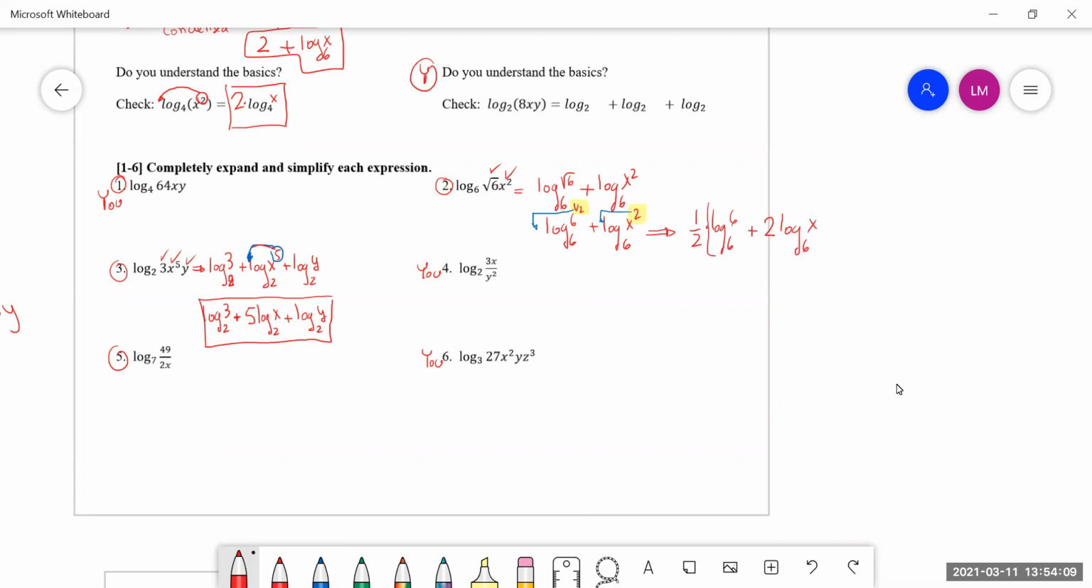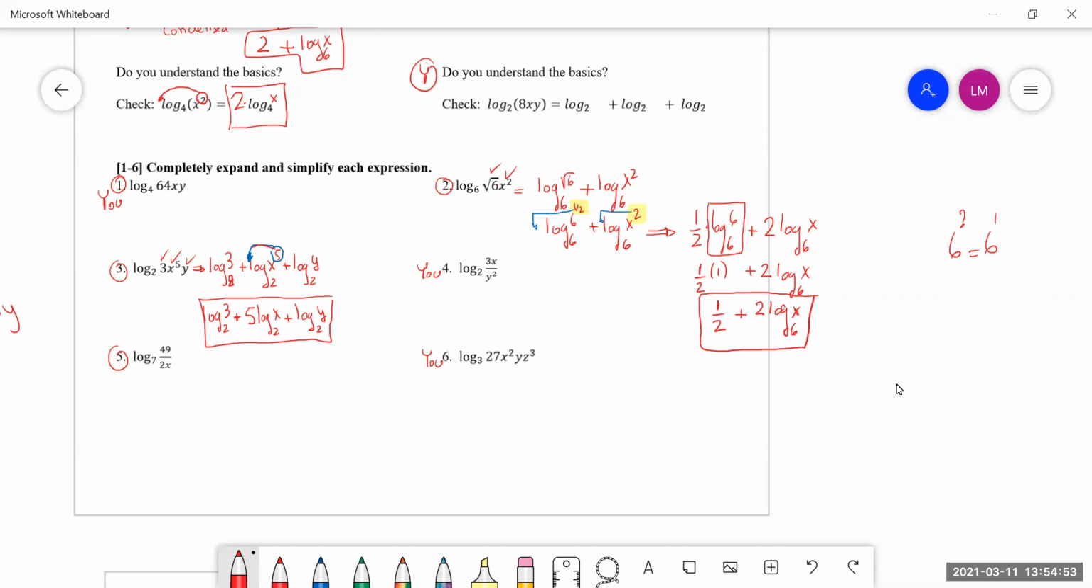Now look at this right here. We can evaluate this, right? 6 to what power gives us 6? Well, that has to be a 1, right? It's the first power. So this becomes 1/2 times 1 plus 2 times log base 6 of x. Well, 1 times 1/2 is just 1/2. 1/2 plus 2 log base 6 of x. I cannot go any further. That's it. Okay, so I have 1/2 plus 2 times log base 6 of x.